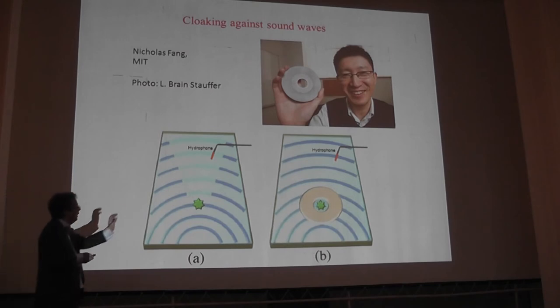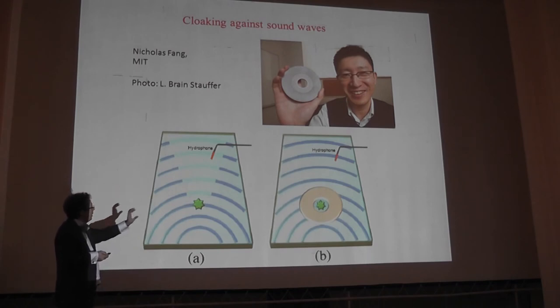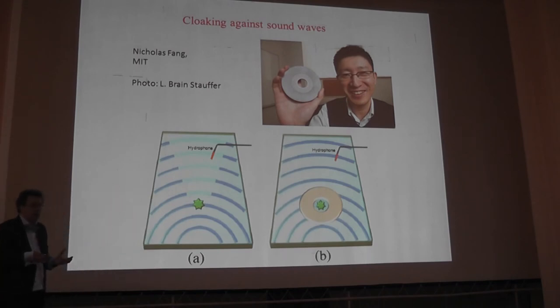On the other hand, if you put this metal structure around the star-shaped object, then you see that the sound waves are nearly perfectly preserved. And with a hydrophone, you would not see a difference. So if you have some object that you want to hide from sound waves, you could do something similar to this. You could cloak it with an appropriate acoustical structure, and then it becomes inaudible to sound waves.